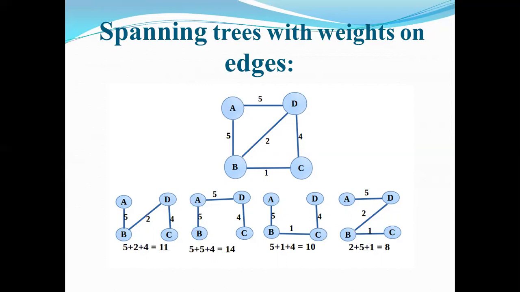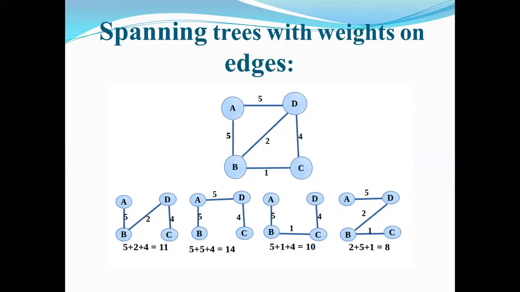Based on the available graph, suppose we construct some spanning trees. Suppose one spanning tree is A to B, B to D, D to C. This is one spanning tree. Is there any cycle here? No, and we included all the vertices. So the first and important point is that you must include all the vertices of the given graph in the spanning tree. So A to B, B to D, D to C is one spanning tree.